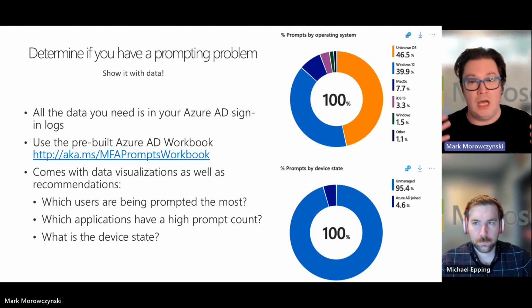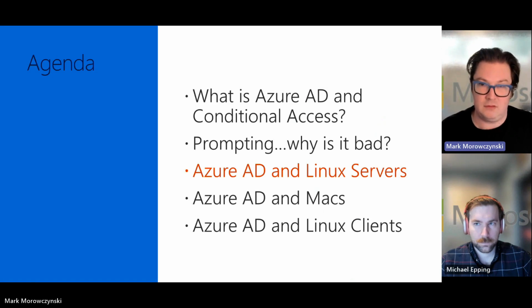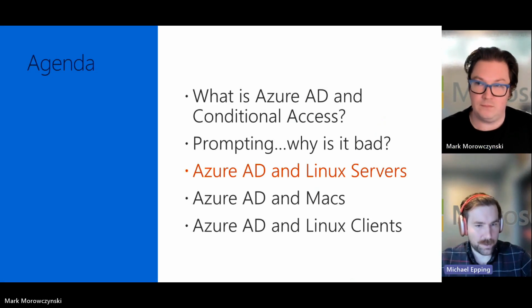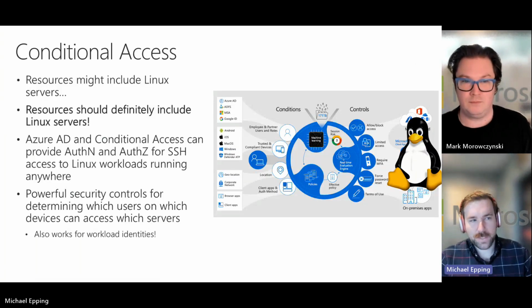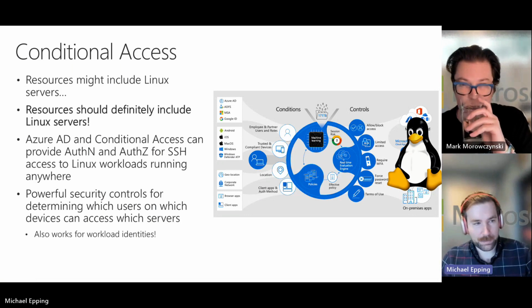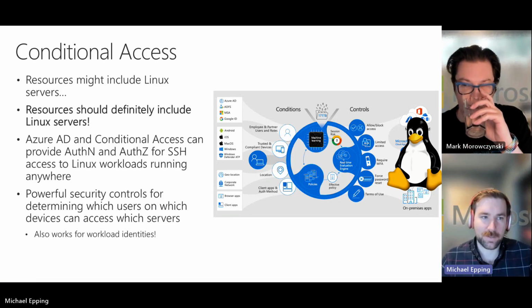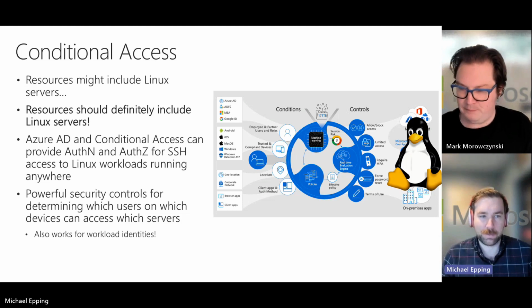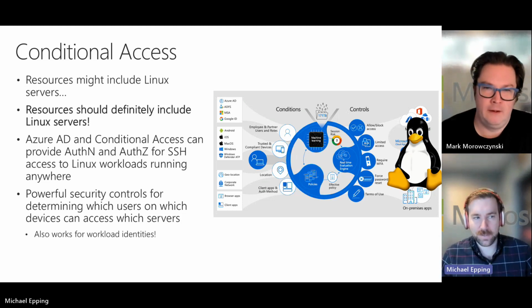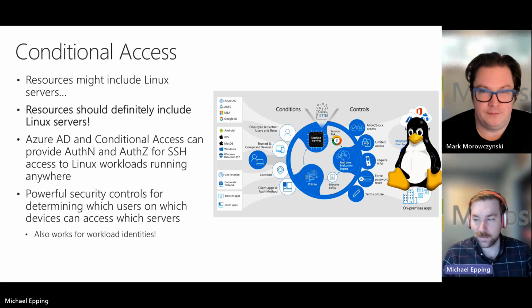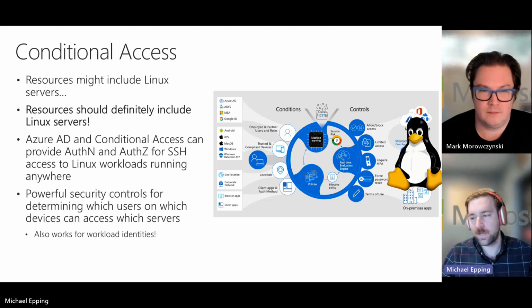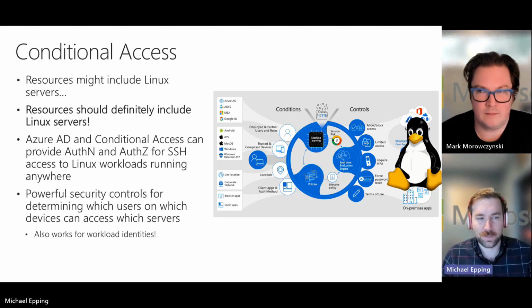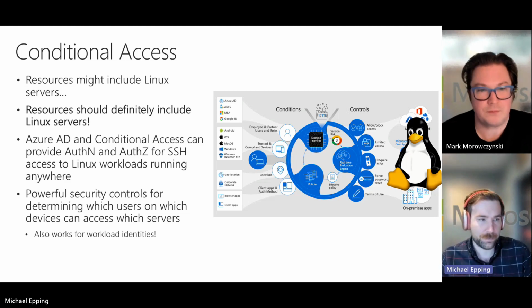So Michael's going to talk about what we should do in the Azure AD and Linux server space. All right, so let's start with talking about Azure AD and Linux servers first. Like we said earlier, resources can be things like web applications, but it can also be things like servers. So we definitely want to think about how we are properly securing that access to servers, and how we are integrating that with our identity and access management and zero trust engine like conditional access. So we want to make sure that we're applying these same types of security controls, compliant device, MFA, etc., if someone's logging into a server workload.